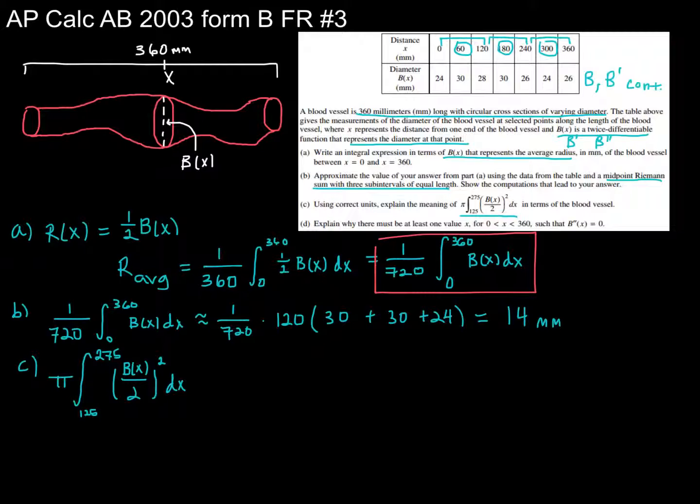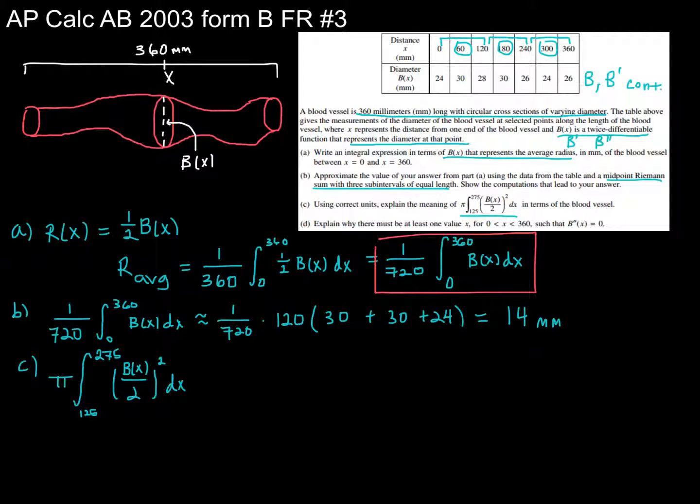Okay? So let's start from the inside and work our way out. That's usually the best place to start. So looking at this integral, let's think about what b of x divided by 2 represents. Remember, this is simply the value of the radius at any point x along our blood vessel. So this is simply the radius squared. Now, what do you know that is very common in geometry and that involves the radius squared?